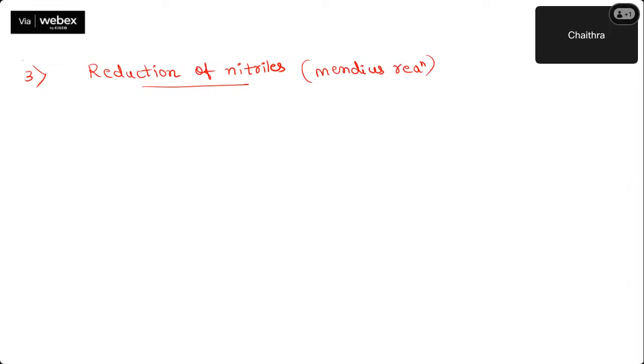Next preparation method for amines. Mostly many reactions here are reductions only. So I'll take reduction of nitriles. Can you tell me what is the functional group here? Nitriles means what functional group, guys? Answer. There is a name also for this reaction. It's also called the Mendius reduction or Mendius reaction.